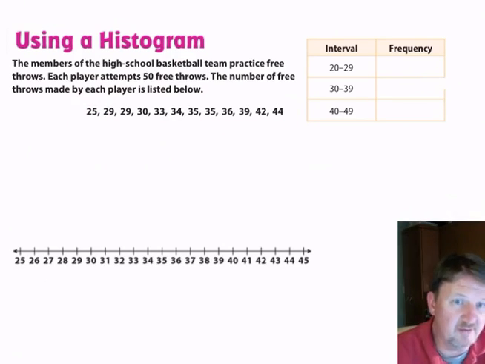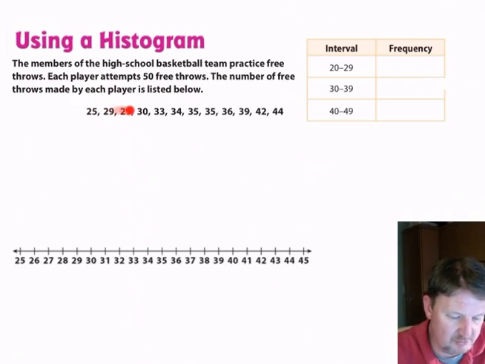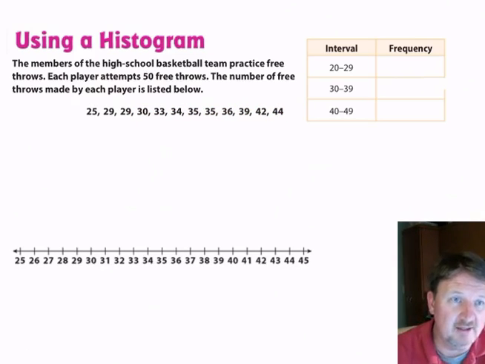One of the things you may want to start off with is how many players there are. We go 1, 2, 3, 4, 5, 6, 7, 8, 9, 10, 11, 12. So I have 12 players on the team, and they ranged anywhere from making 25 out of the 50 to making 44 out of the 50. That's just the range.